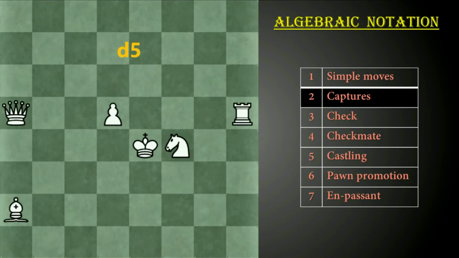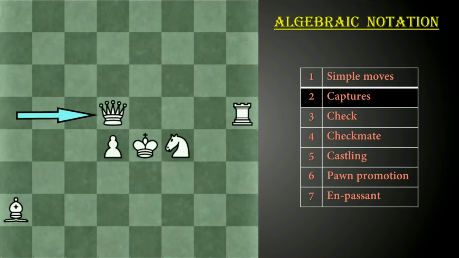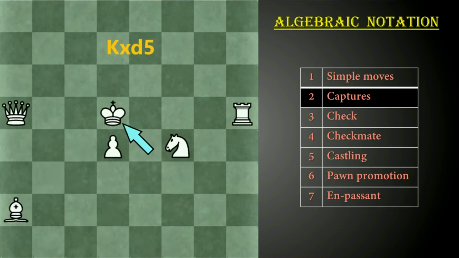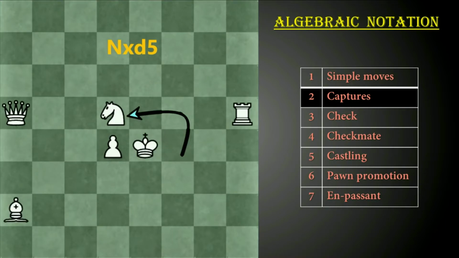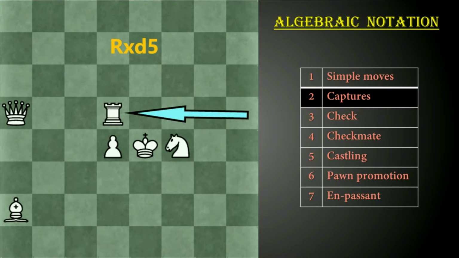Next, captures. Just a small change in this position. We have a pawn on d5. Again we start with the queen. Queen captures d5. How to record it? Simple. Q cross d5. The cross represents capture. Similarly, the other moves are B cross d5, K cross d5, N cross d5 and R cross d5.